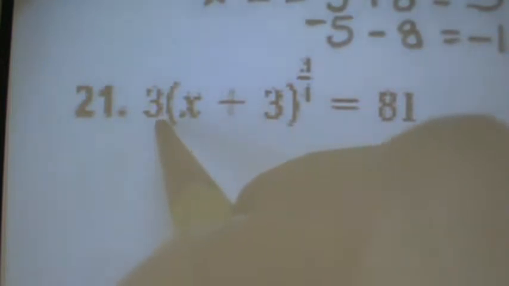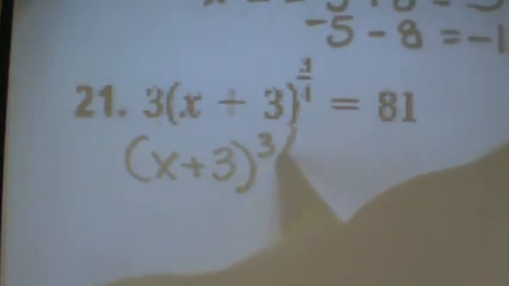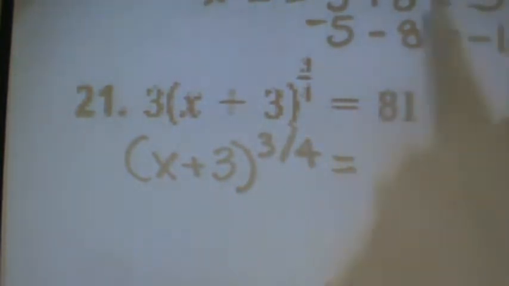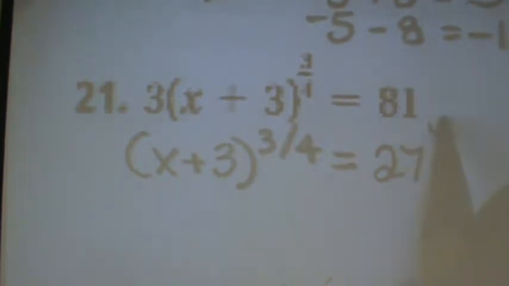Try the next one, number 21. Rick, can you see this in the camera? I can. What do you do with this 3? Divide it. And you get what? 27. Okay, now, it's an odd number, so I can raise this to the 4/3 power, right?